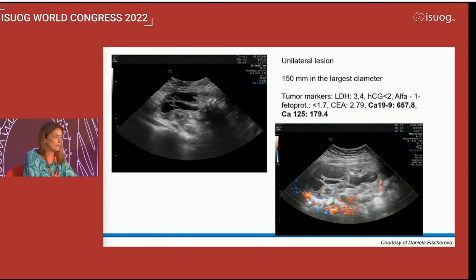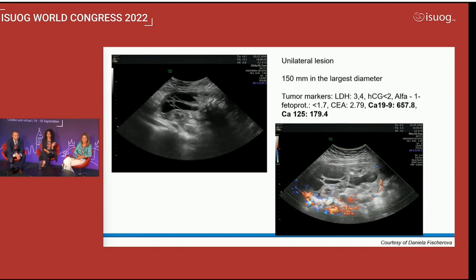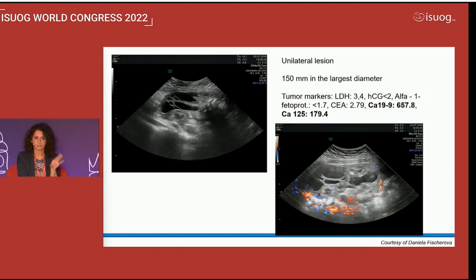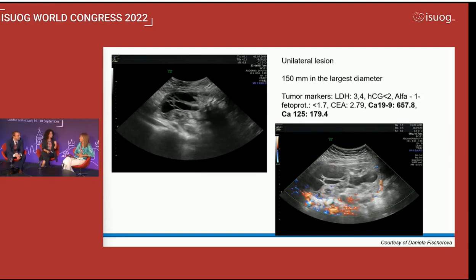Here, just to show you the markers, were all negative: the LDH, HCG, alpha-fetoprotein, and then we had elevated CA 19.9 and CA125. This is very strange to me. This is strange, but also in my series of immature teratoma, I'm working with Prof. Valenti. How many? More than 40. Wow. And did you find elevated CA?